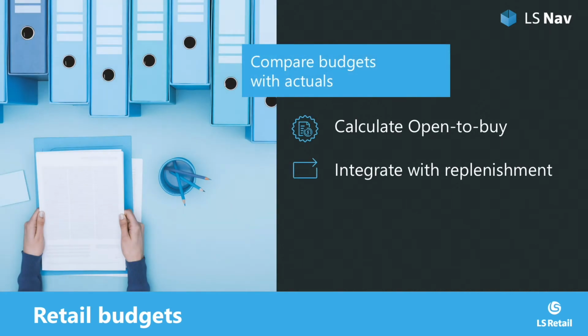Additionally to the comparison, budgets can be used to calculate the open-to-buy value. This is a proposal how much you need to purchase to be able to fulfill your planned sales, which are defined in a sales budget. Open-to-buy is a commonly used concept in fashion and other industries. Furthermore, the sales budgets can be used to drive automatic replenishment.